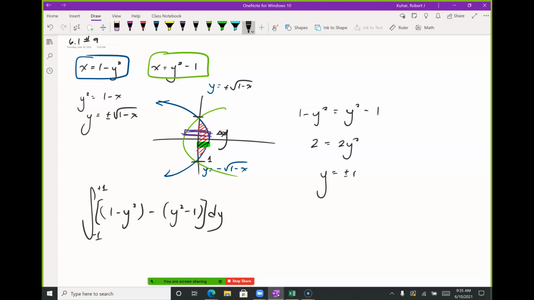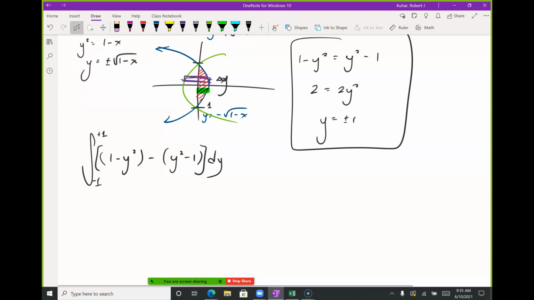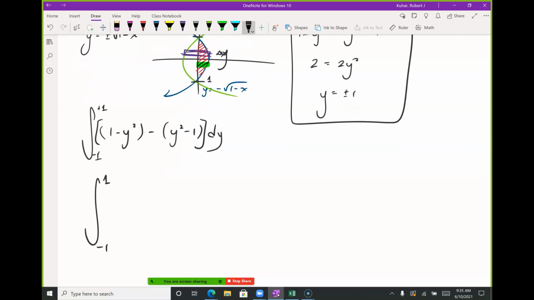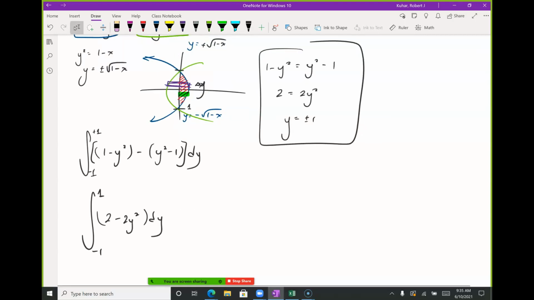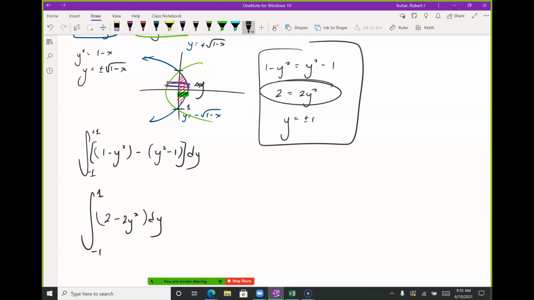You can kind of see that inside my parentheses, I'm getting something similar to what I had here, right? But I don't have to think about that. I get 2 minus 2y squared, right? You can see I get the same thing right there. 2 minus 2y squared equals 0 kind of thing. And now I'm integrating in terms of y. So I get 2y minus 2y cubed over 3, evaluated at 1 and minus 1.